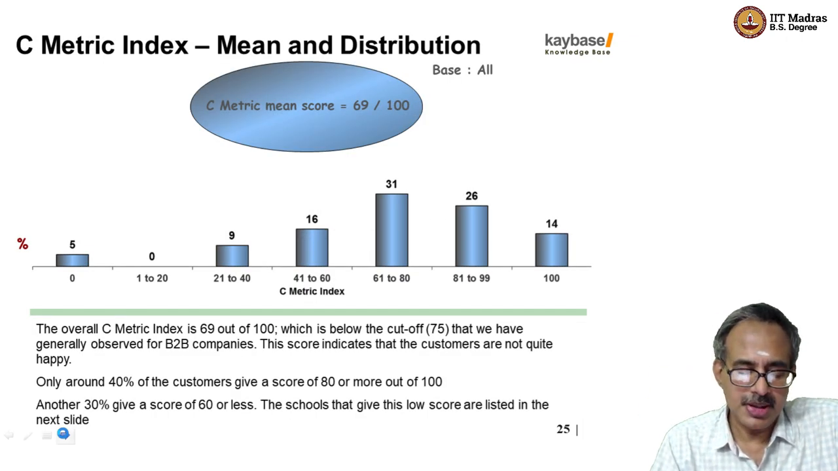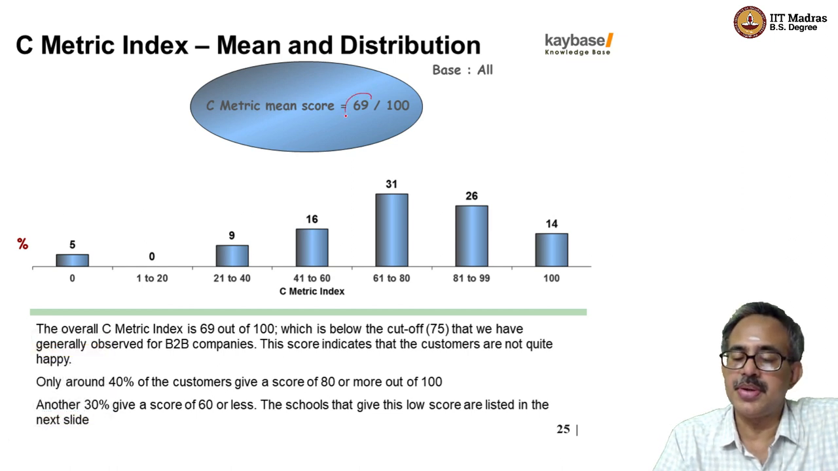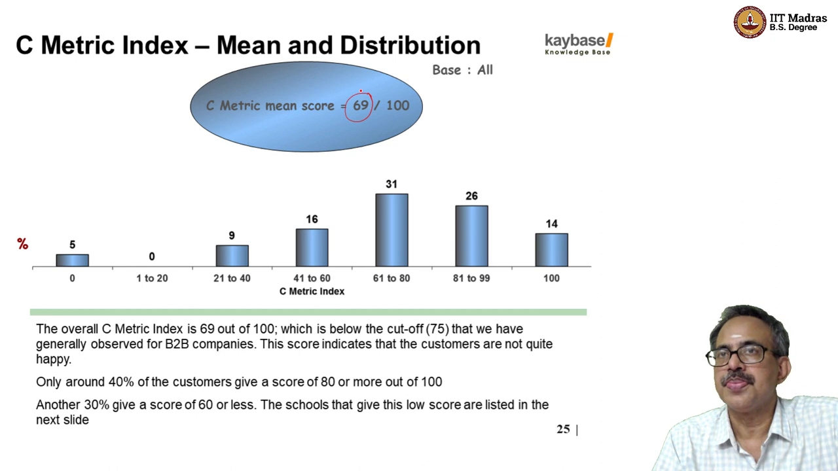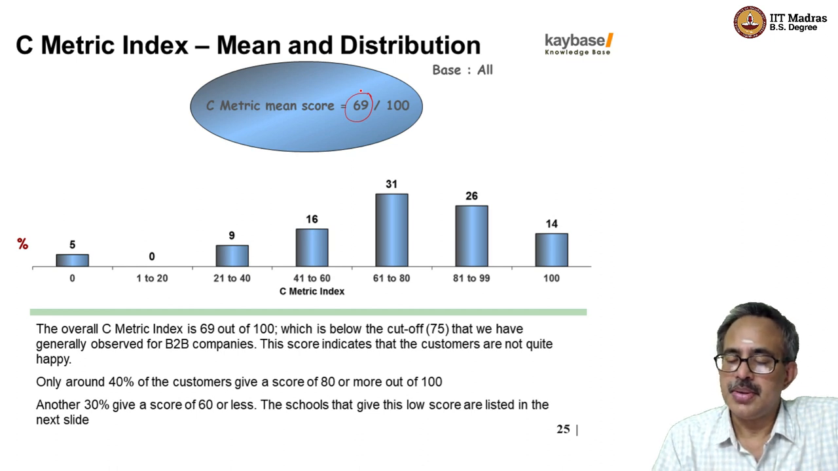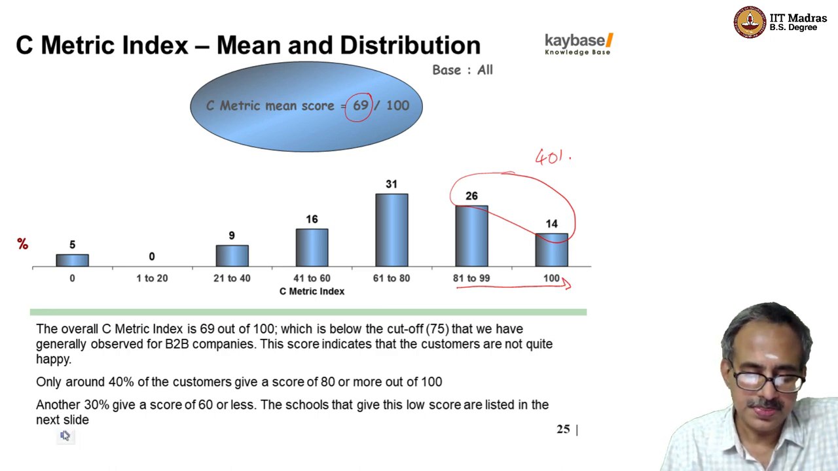The C-metric score, as I told you, is given out of 100. So 69 out of 100, which is okay, which is not too good. Out of that, 26 plus 14, 40% of our sample has a score of more than 80, which is really very good. Okay, we'll go forward.